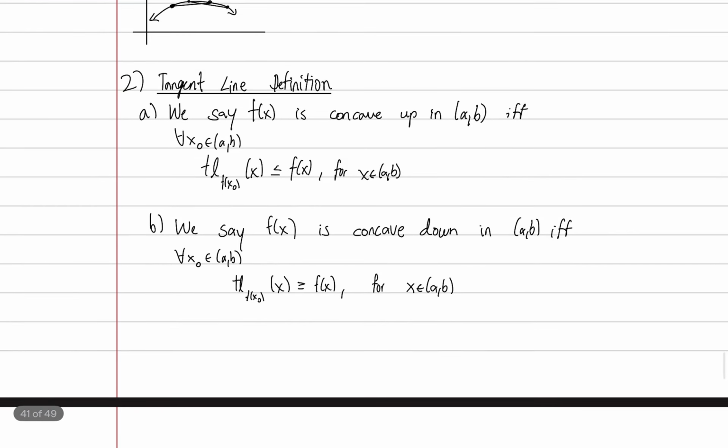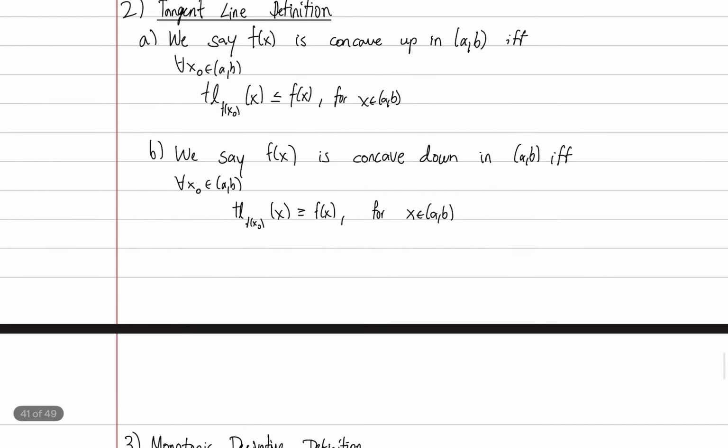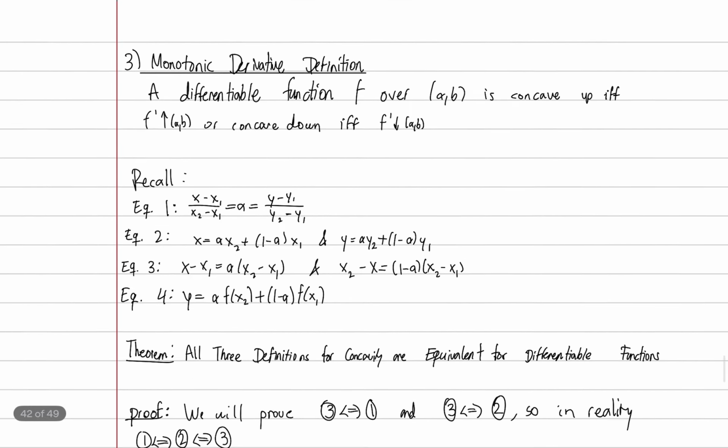More formally, we say f is concave up on (a, b) if and only if for any x naught in (a, b), the tangent line to f at x naught is less than or equal to f of x for x between a and b. Remember, the tangent line at x naught evaluated at x is just f of x naught plus f prime of x naught times (x minus x naught). But I'll show you that later. And for concave down, it just flips the inequality.